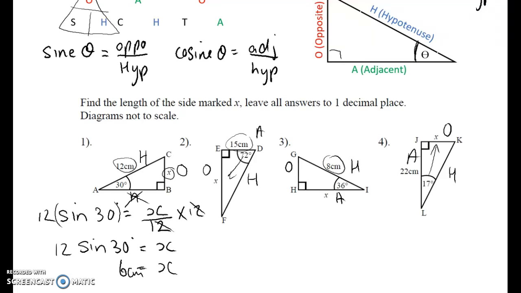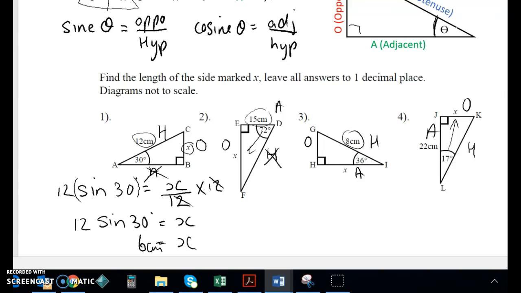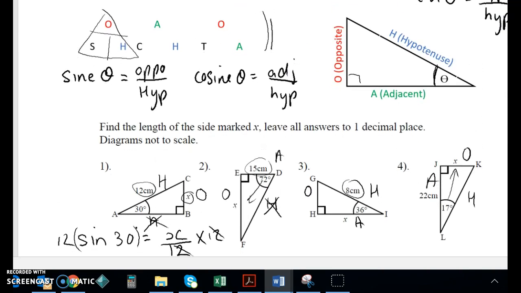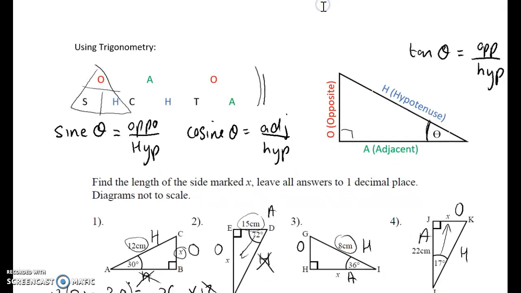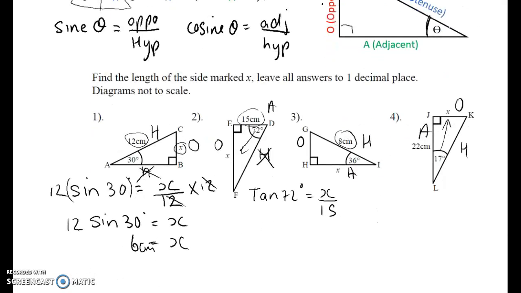Now what I want you to do is think of which ratio you're going to use. In this triangle, we don't need to worry about H because it hasn't been given and we're not trying to find it. So I'm looking for the ratio that uses opposite and adjacent. And if I look at my ratios, I will see that it is my tan. So tan of 72 degrees is equal to the opposite side, which is my x that I don't know, and adjacent is 15. So tan of 72 is equal to that.